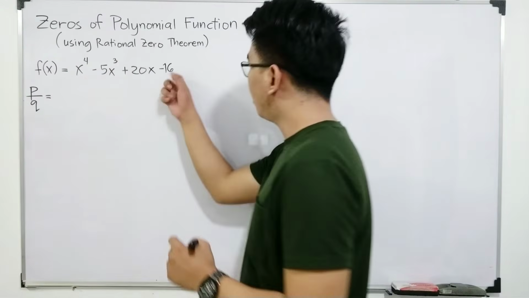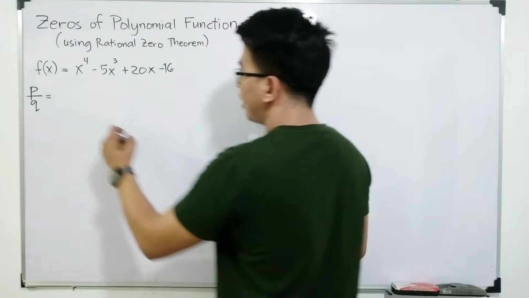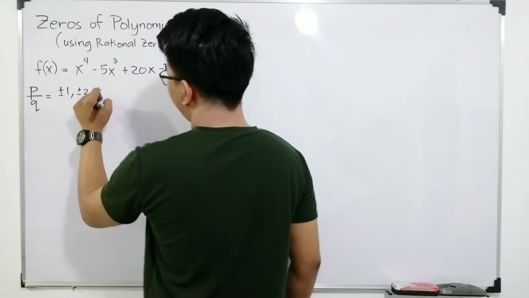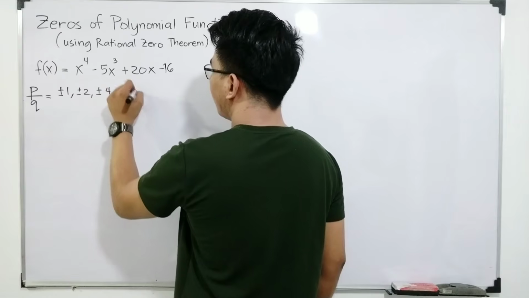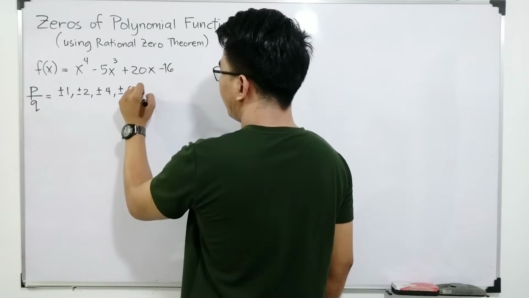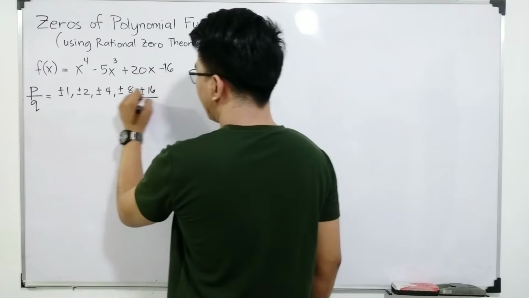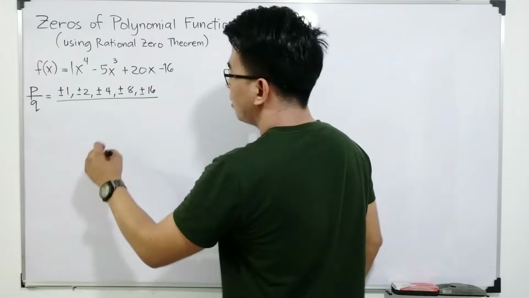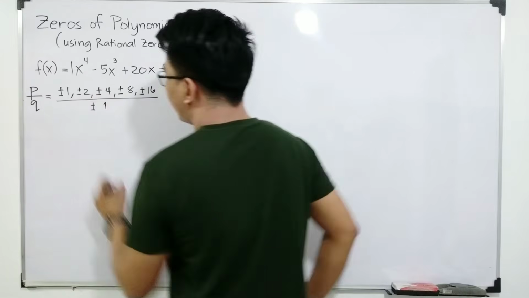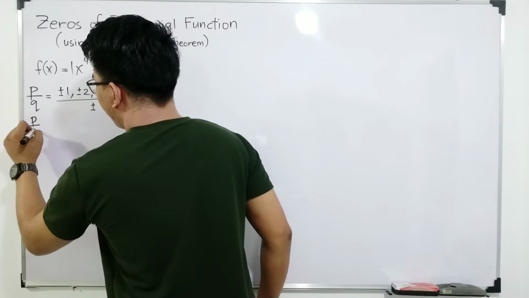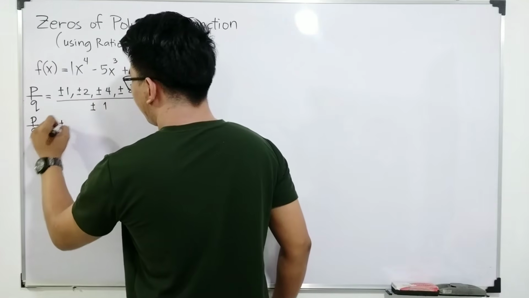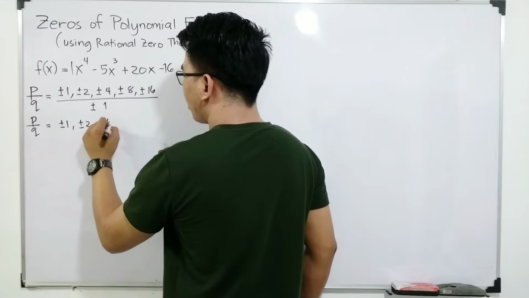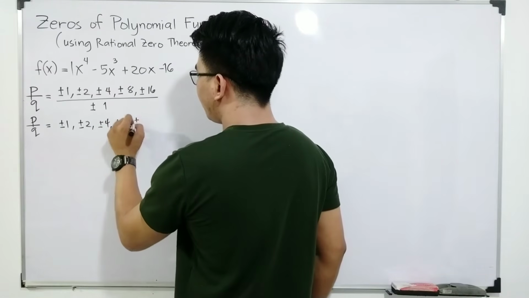Again, your p are the factors of your constant, which is positive negative 1, positive negative 2, positive negative 4, positive negative 8, tapos positive negative 16. And as for the value of q, yun yung factors ng iyong leading coefficient, which is 1. So we have positive negative 1. And to simplify, the possible values of p over q, that is positive negative 1, positive negative 2, kasi 1 lang naman to, positive negative 4, positive negative 8, positive negative 16.